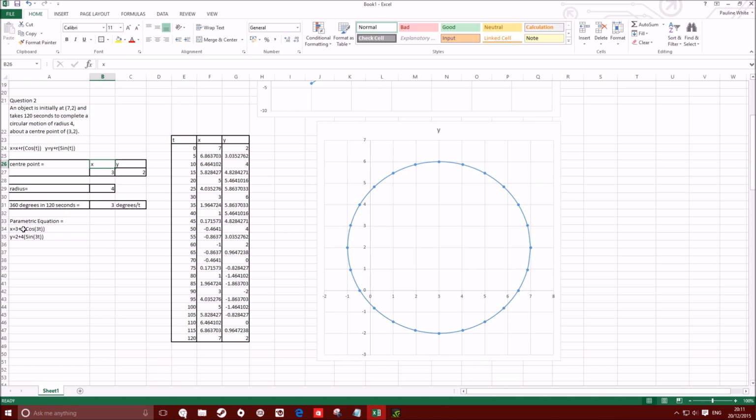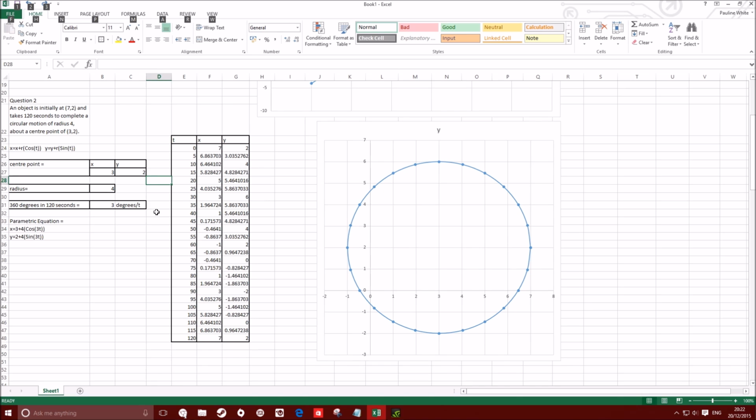So the parametric equation for this question would be x equals 3, the center point of x, plus 4, the radius, multiplied by cos of 3t, because it's 3 degrees a second, so it's 3 times faster than normal. So x equals 3 plus 4 cos 3t, and y equals 2, again the center point y, plus 4 sin 3t, because it's 3 times faster than standard. And when you plot this into a graph, you get circular motion.